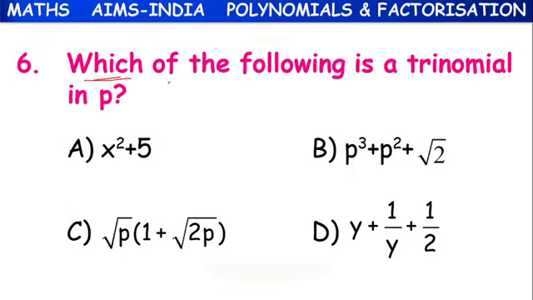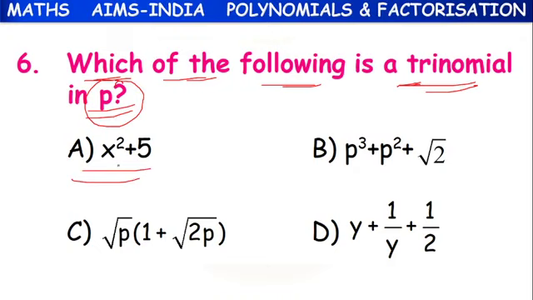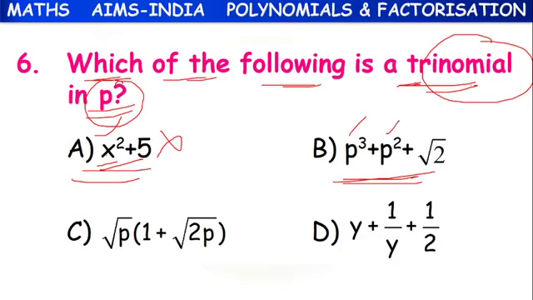Which of the following is a trinomial in P? It means a trinomial in the variable P. In the first polynomial, there is no P; the variable is x. This is the wrong answer. The second polynomial has three terms: one term, two terms, three terms. The variable is also P. So option B is the correct answer.